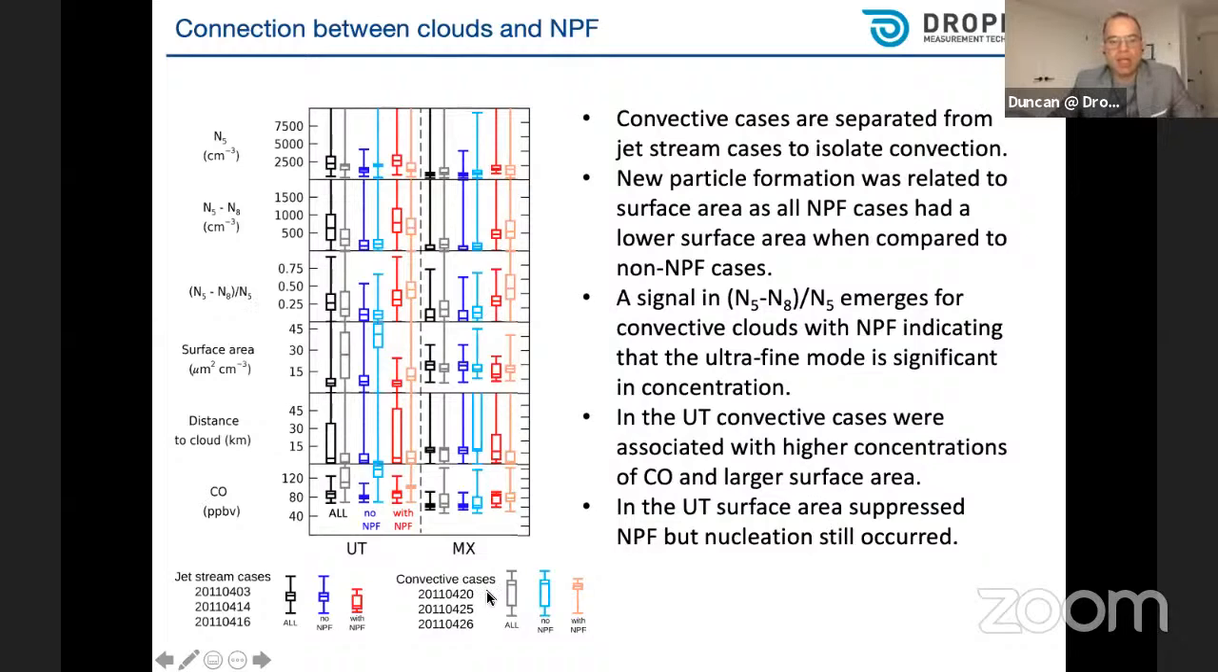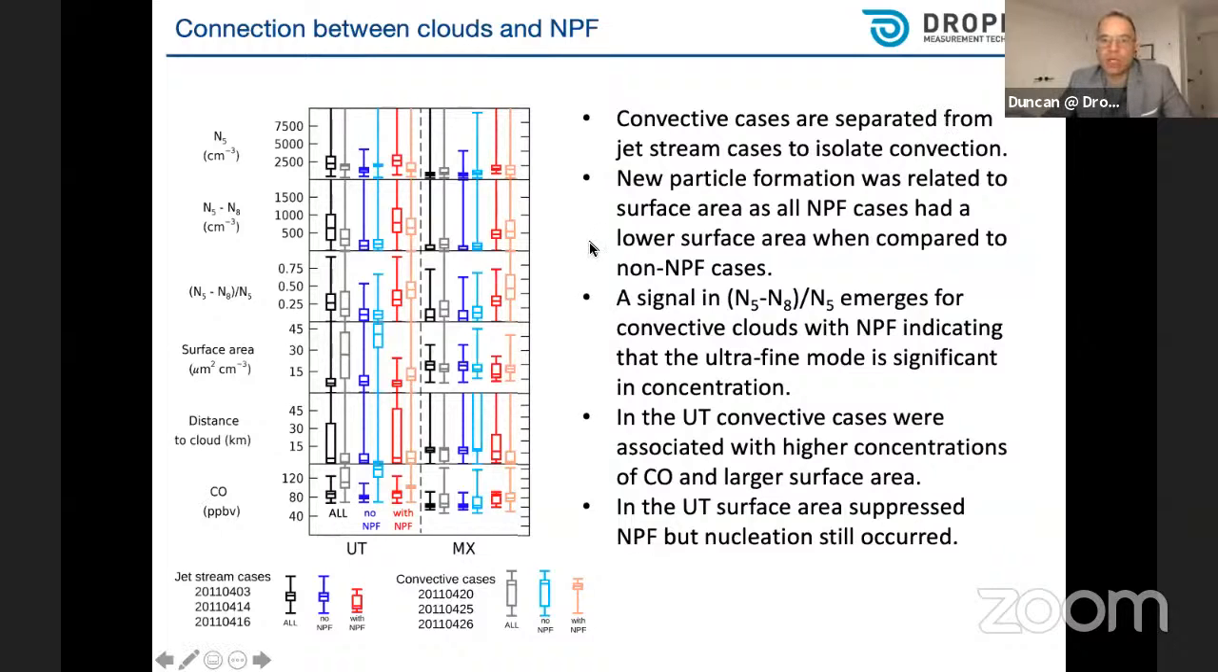How these vary in the jet stream cases and the convective cases when particle formation was present and when it was absent. And what we found is that the particle formation was related to surface area, as all new particle formation cases had a lower surface area when compared to non-NPF cases. So the surface area is extremely important in the upper troposphere, lower stratosphere in determining the intensity of the particle formation event and whether the particle formation event proceeds.